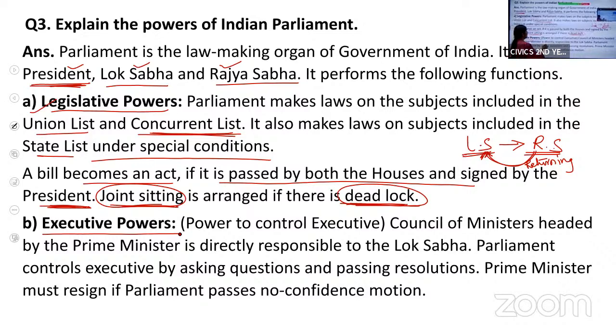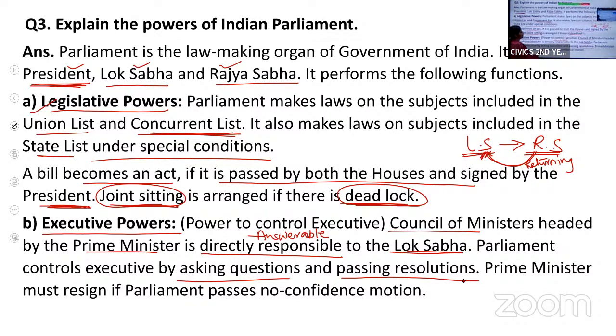So they are directly responsible. The executives are directly answerable. Here, responsible means answerable. They are answerable to the Lok Sabha. For their policies and programs, for their decisions, the Prime Minister and the Council of Ministers are answerable to the Lok Sabha. How does the Lok Sabha or the Parliament control the executive? By asking questions and passing resolutions.